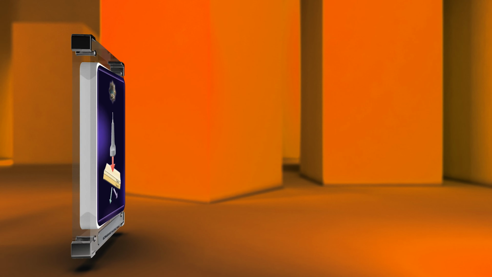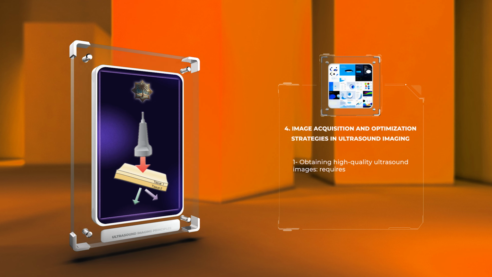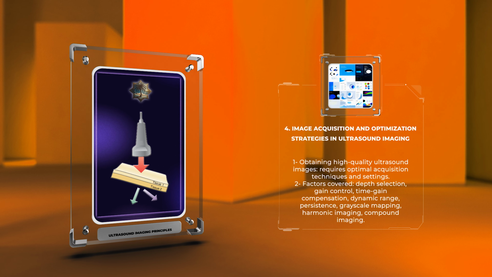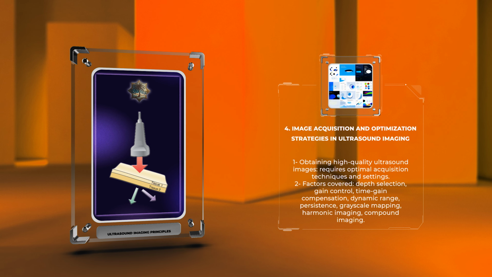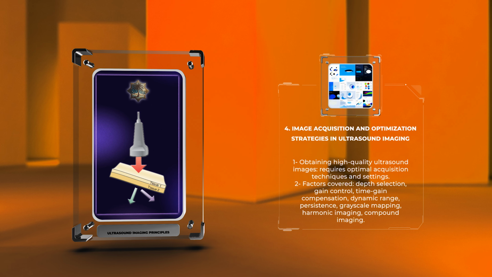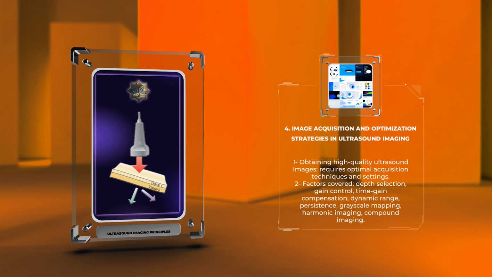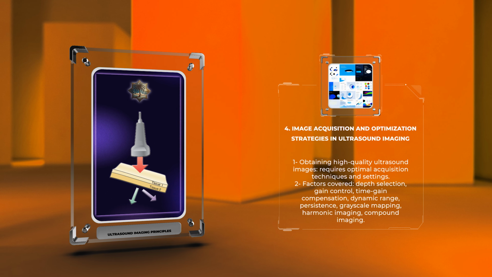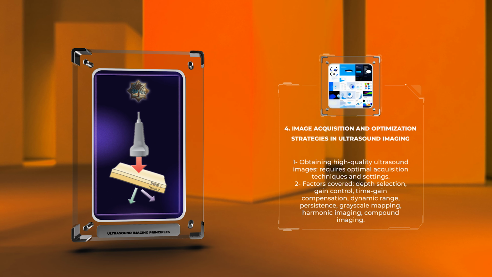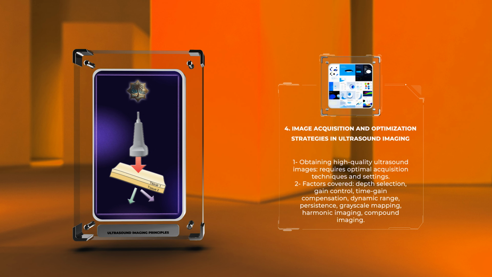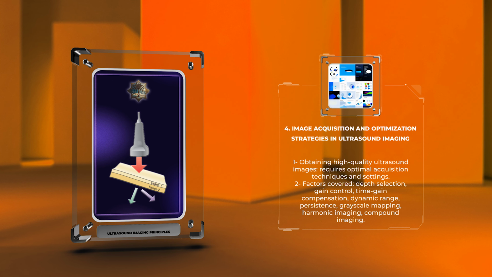To obtain high-quality ultrasound images, optimal acquisition techniques and settings must be employed. This topic will cover a range of factors, including depth selection, gain control, time gain compensation, dynamic range, persistence, grayscale mapping, harmonic imaging, and compound imaging. We will explore how variations in these settings affect different anatomical structures and pathologies.